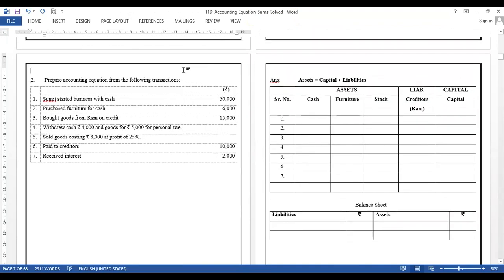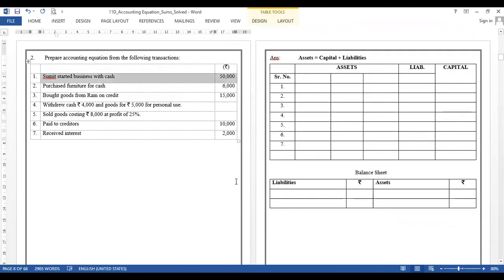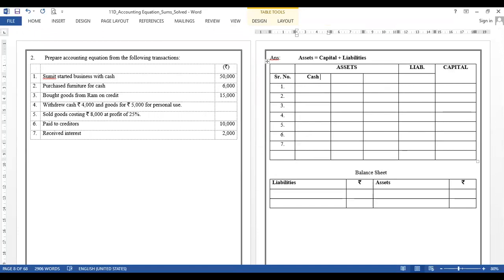So we start with sum number 2 now. Ma'am, Sumit started business with cash. So sir, first cash will come on the asset side. Yes. Cash, does it increase or decrease? Increases, sir, as in the previous lecture. And what? Capital will also increase, sir, by 50,000. Capital is also increasing. That's very correct.